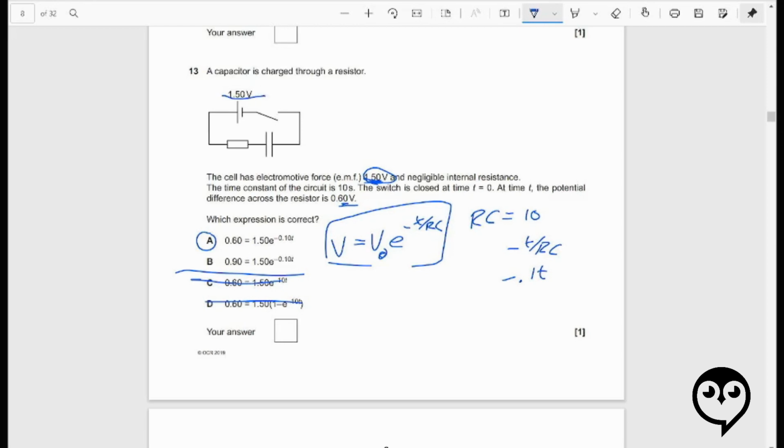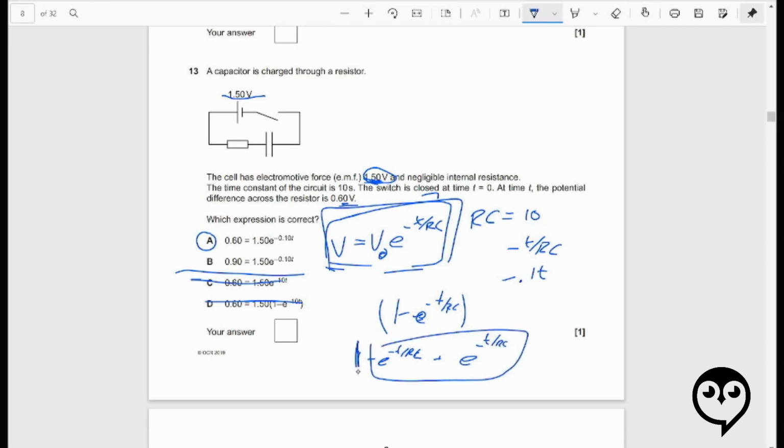So if you've got the equation of 1 minus e to the negative t over RC, that's what it would be for the capacitor. Therefore, what we're subtracting from that 1.5 is the equation for the voltage across the resistor. The two should add up. If we took 1 minus e to the negative t over RC plus e to the negative t over RC, the exponentials cancel out. We're left with 1, that's the 1.5. That's the total. So that's how you want to look at those questions.